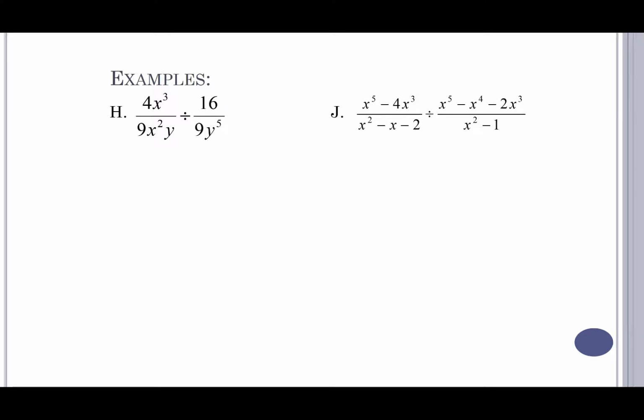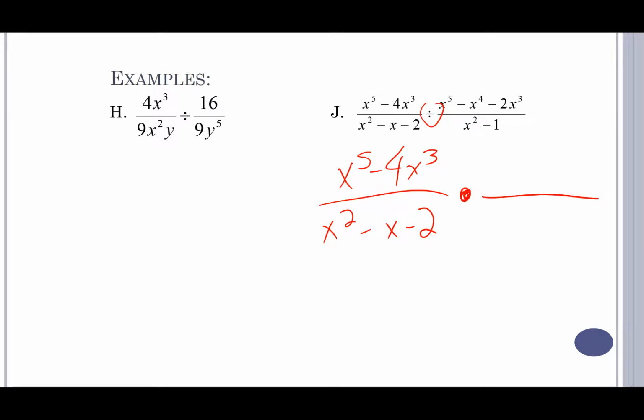So again, there's a lot we can do here in terms of factoring and stuff, but we'll do that in a second. Let's just rewrite our problem. Our problem is keep this first rational expression exactly the same, x to the fifth minus 4x to the third over x squared minus x minus 2. Keep that. I'm going to change the division to multiplying, and then I'm going to flip the other rational expression. So we're going to put x squared minus 1 on top, and then x to the fifth minus x to the fourth minus 2x to the third on the bottom. So now let's start factoring some stuff.